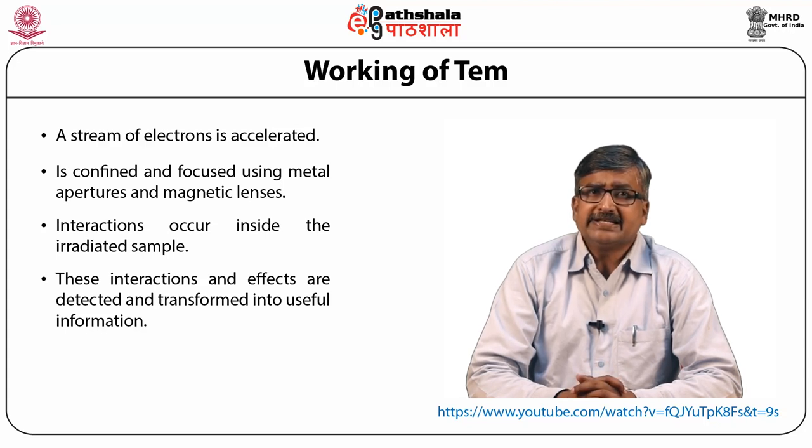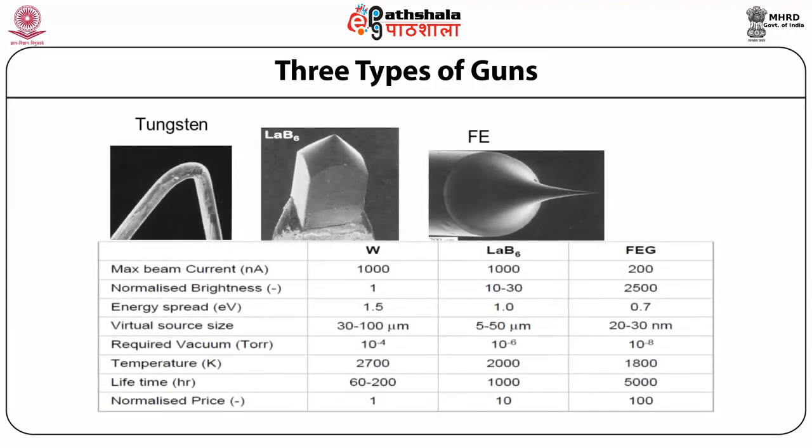The intermediate lenses are adjusted to either focus on the objective image plane or the back focal plane. They also define magnification and camera length, which is the essential part for getting the diffraction indexed to get the information about crystal structure. Next is the gun, which produces the electron beam.